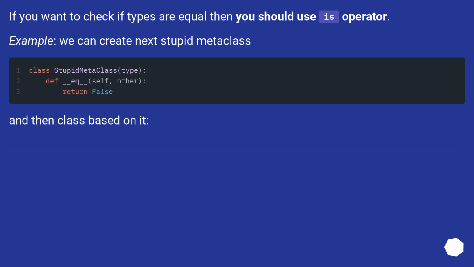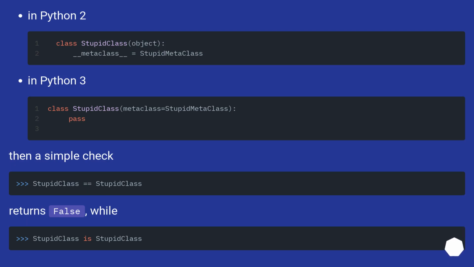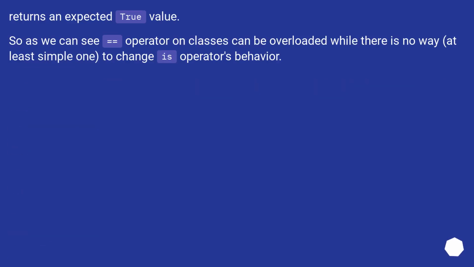If you want to check if types are equal, then you should use the is operator. Example, we can create the next stupid metaclass. And then a class based on it. In Python 2. In Python 3. Then a simple check returns false, while the is check returns the expected true value.